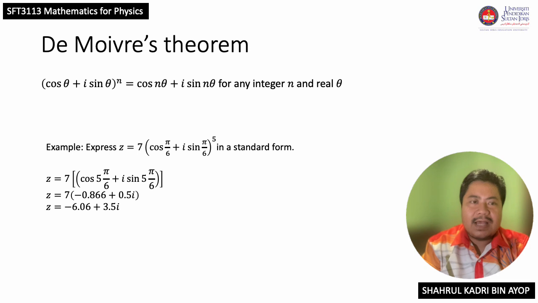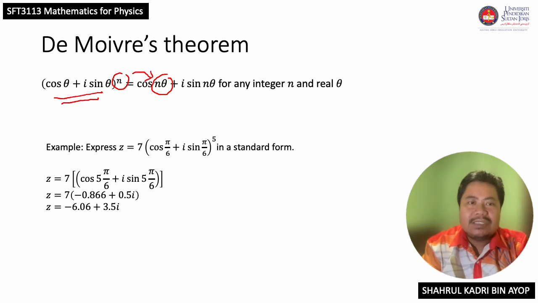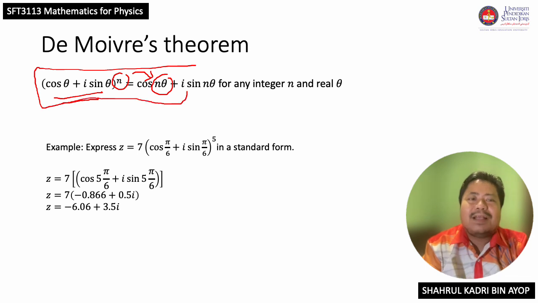Now we go to one of the important theorems used in complex numbers, which is De Moivre's theorem. I also do not know how to pronounce it. This is a French name. Suppose that you have cos theta plus i sine theta, this expression, power of n. This can be expressed as cos and i sine, where you multiply the integer n by the real angle or argument theta. This expression is called De Moivre's theorem.